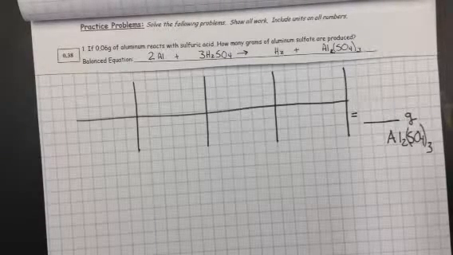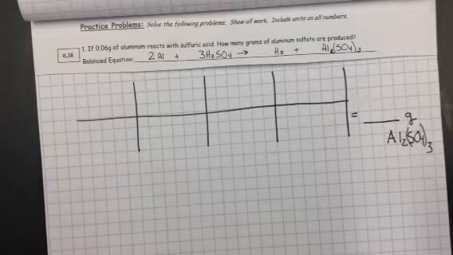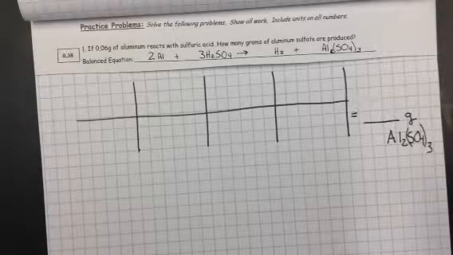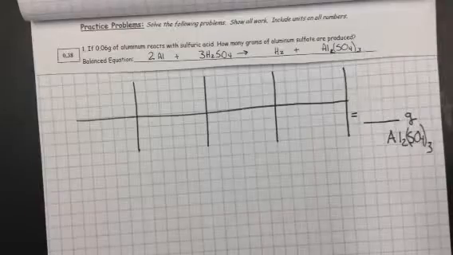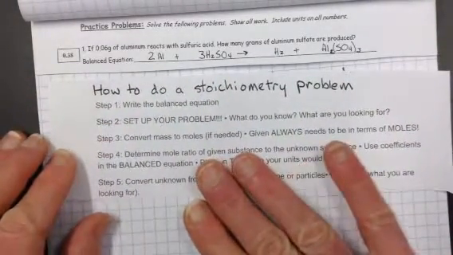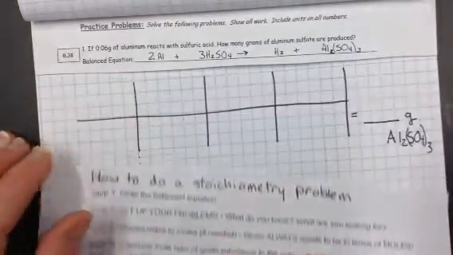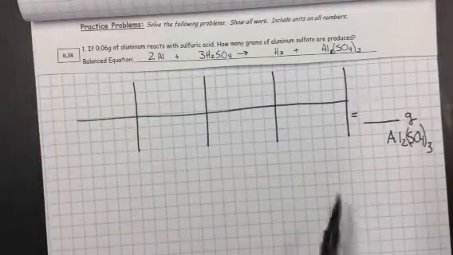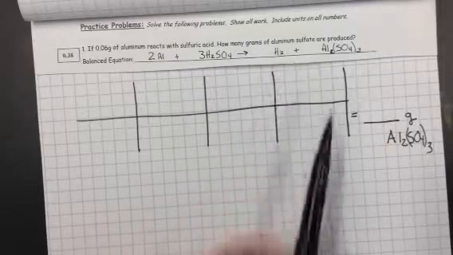So, in this problem example, we have 0.06 grams of aluminum and it reacts with sulfuric acid. We want to know how many grams of aluminum sulfate are produced. Well, let's look at our directions. First step, write the balanced equation. Luckily, in this example, we already have a balanced equation here.